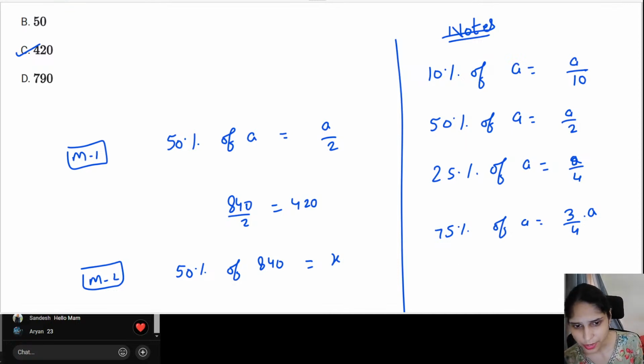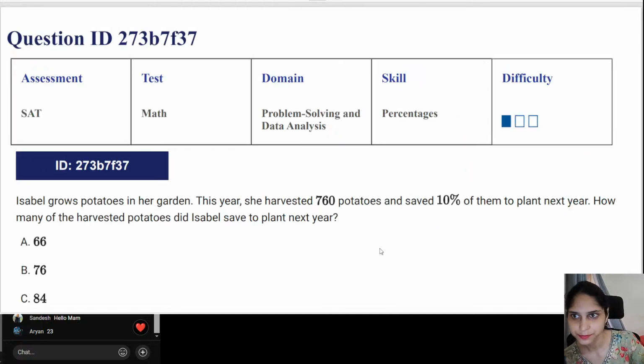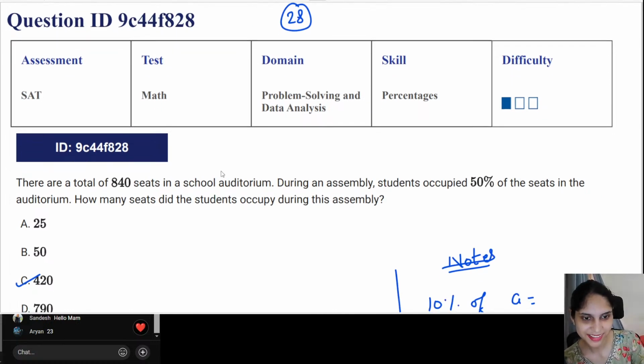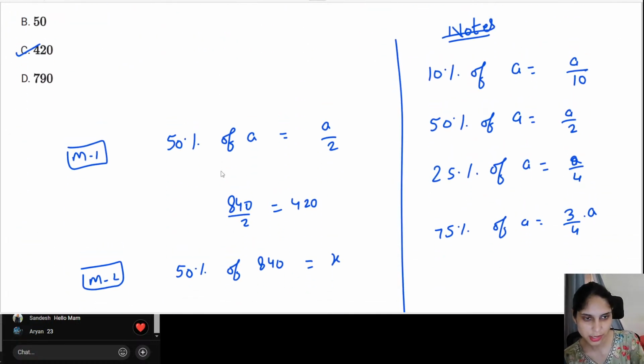Now moving to the next question, question number 29. Okay, I'm just going to put it here for a few more seconds so that you can see it. Now we'll move to the next question.